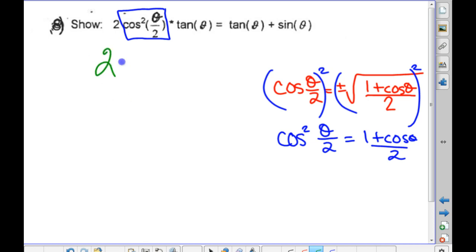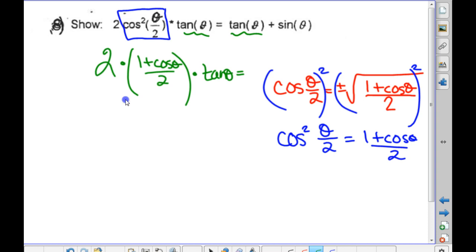All right, so we have 2 times this thing we're trading it for, 1 plus cosine over 2, times a tangent. Now we could trade that tangent out, or we could leave it. It doesn't really matter. Okay, we'll leave it. Heard somebody suggest leaving it, and it does seem like there already is a tangent on this side, right? So maybe it'll be okay. It is multiplied, and this one on the right-hand side is added. But what happens with our algebra?